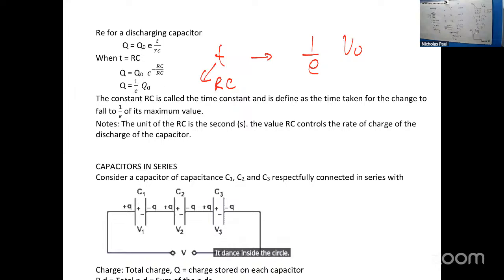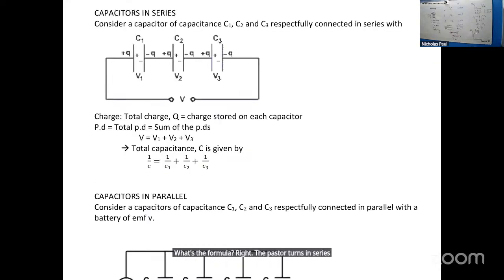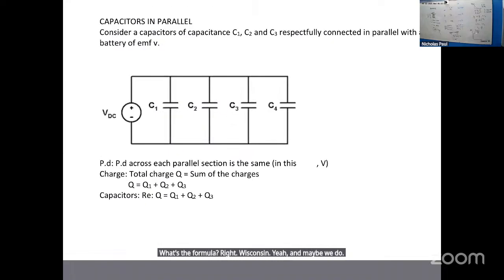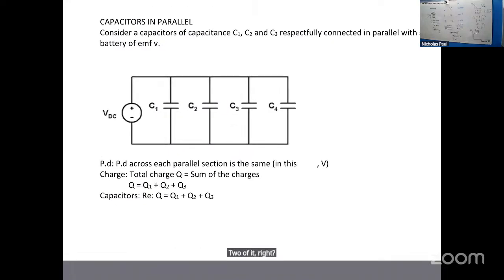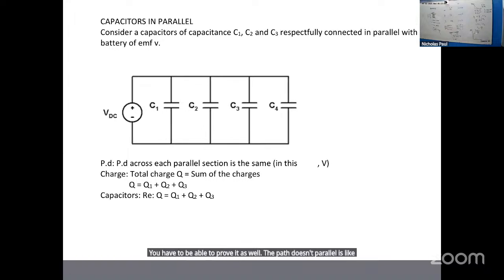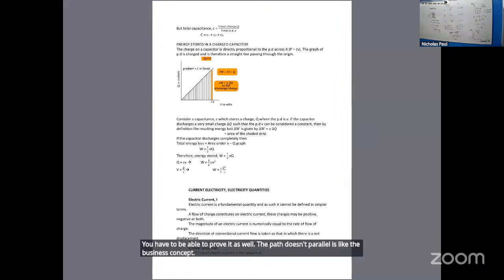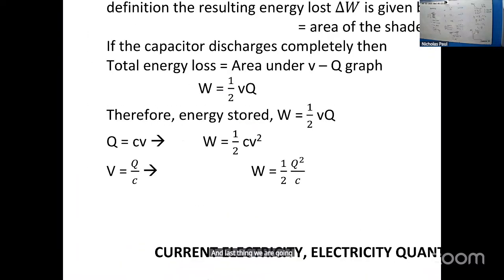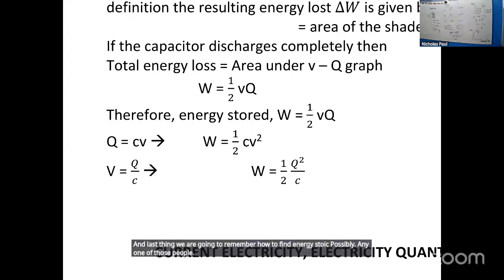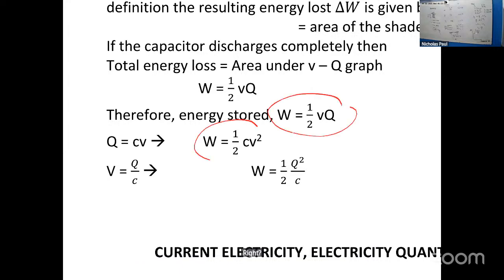We have to remember capacitance in series. What's the formula? Capacitance in series is like resistance in parallel, and you have to be able to prove it. Capacitance in parallel, you have to be able to prove it as well. Capacitance in parallel is like resistance in series. And last, we have to remember how to find the energy stored in the capacitor. Any one of these formulas could work.